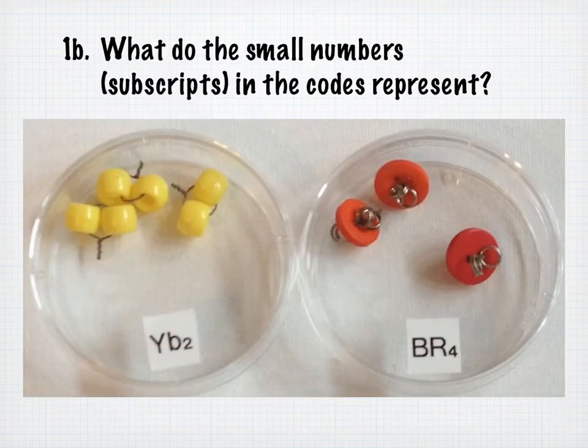1B is asking you, what do the small numbers or subscripts in the codes represent? I have the two dishes pulled out that have the subscripts. Notice the one is YB2. You already know what the code YB stands for. What does the number 2 tell you? And then in the dish on the right, we have the big B, big R, and then a subscript 4. What is the 4 telling you about those items within the tray?